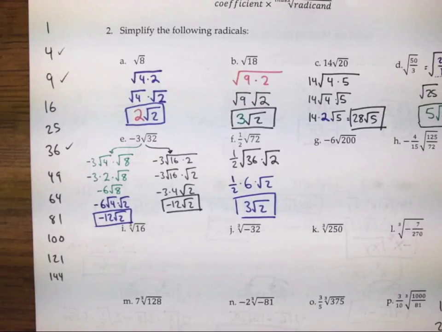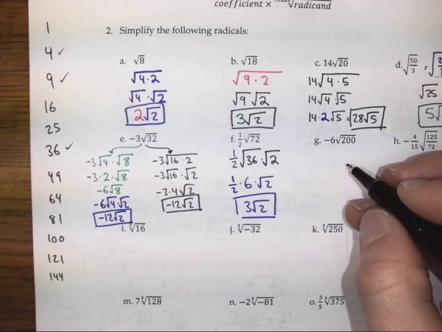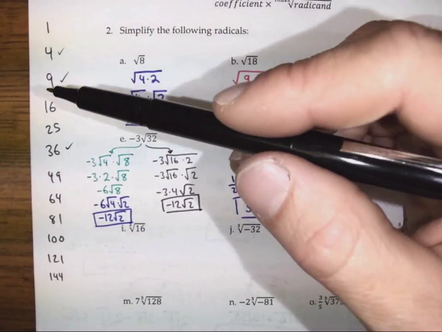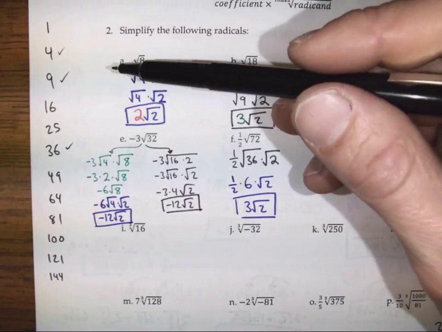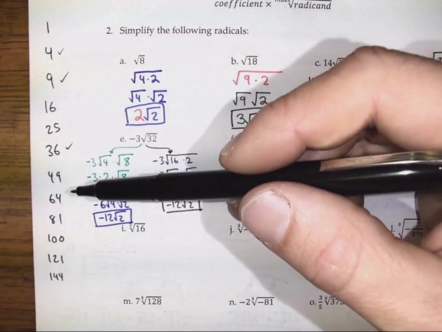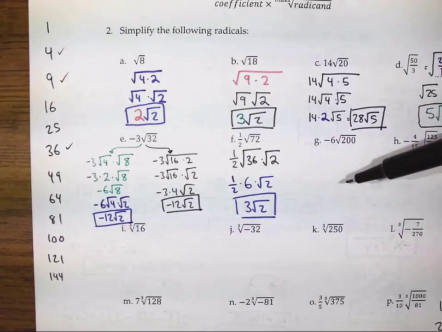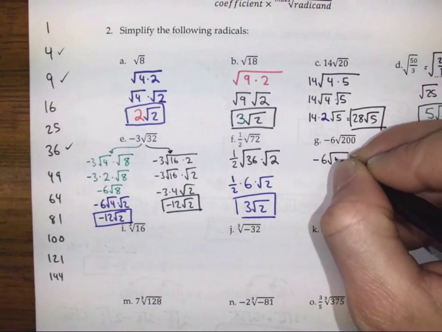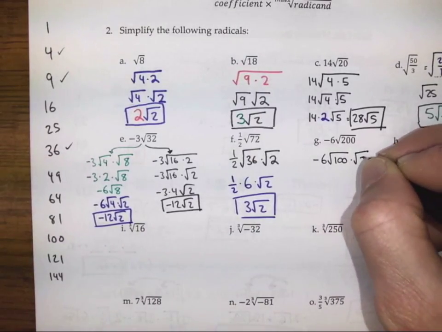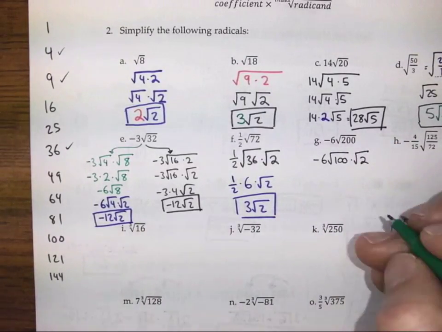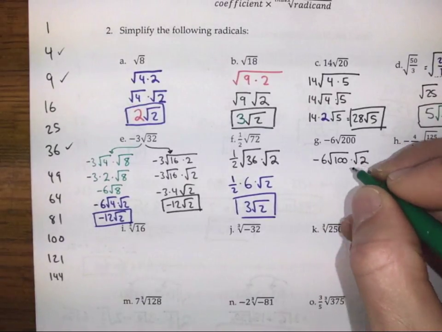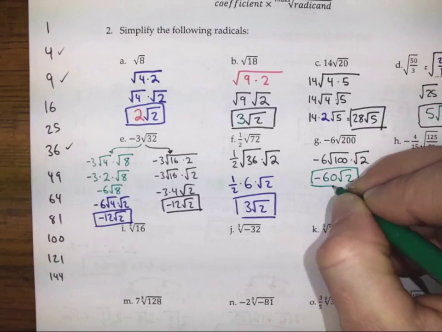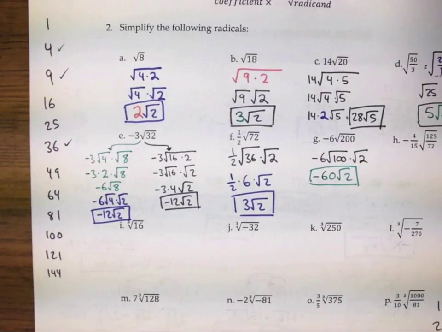Okay. So I can do a similar thing here with root 200. So there's a lot of these numbers that actually go into 200. 4 does, and 25 does. But 100 is for sure the biggest perfect square that multiplies into 200. So I could also write this as negative 6 root 100 times root 2. And it's going to give me negative 6 times root 100, which is 10. So it's going to be negative 60 root 2.